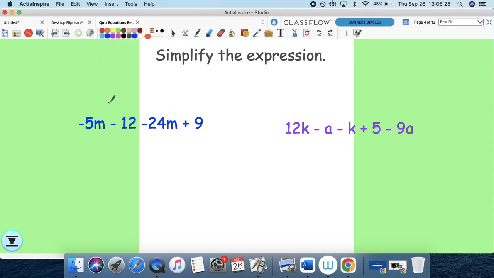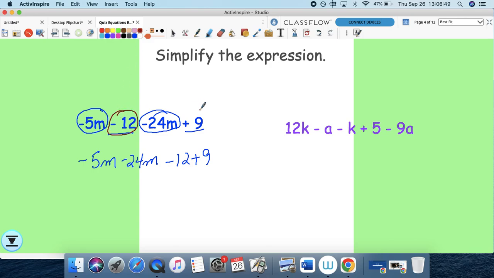So the first thing I want to do is identify the like terms. There is negative 5m here, and there's a negative 24m here. Those two are like terms, so I'm going to put them next to each other. And then negative 12 and plus 9, again, next to each other. If it helps, circle them, use colors. Pretend they're written on rocks and you're moving the rocks, but make sure when you move them, you move the number with the sign that comes right before it.